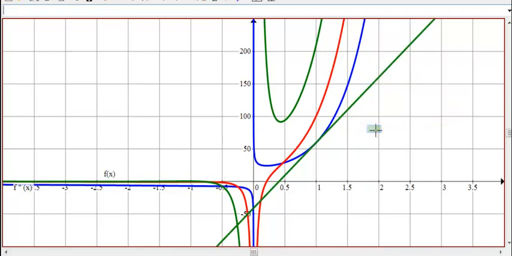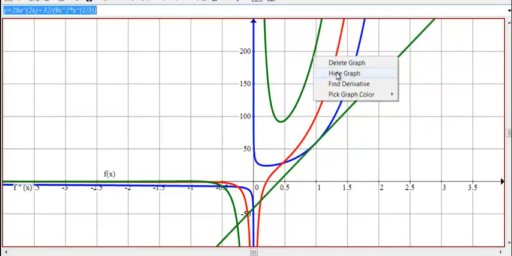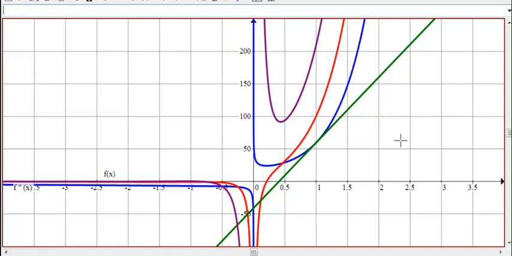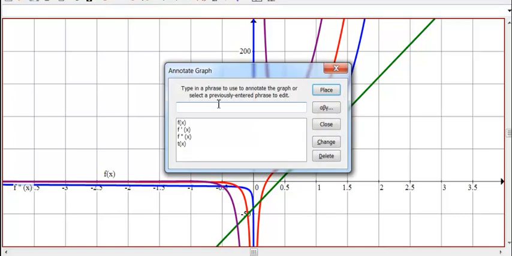We'll go. Actually, let's go with green for the tangent line, and we'll go with purple for the second derivative. So the original function is blue, and then the derivative is red, and the tangent line is green, and the purple is the second derivative. Okay, so let's see if we can put our labels where they go.